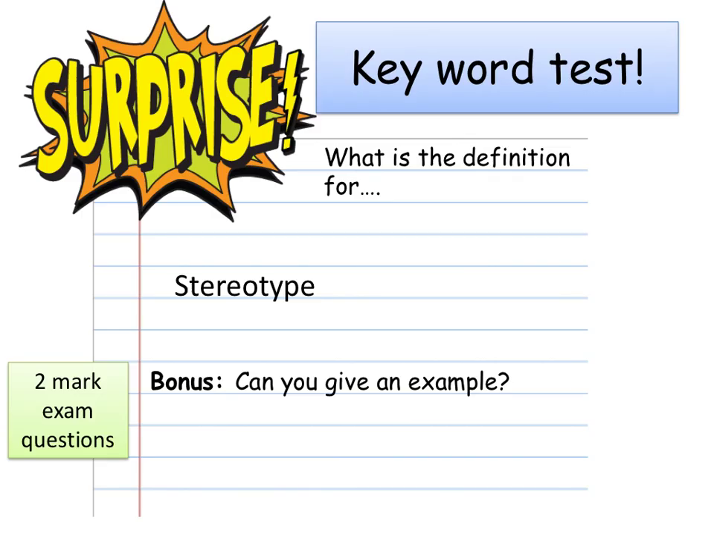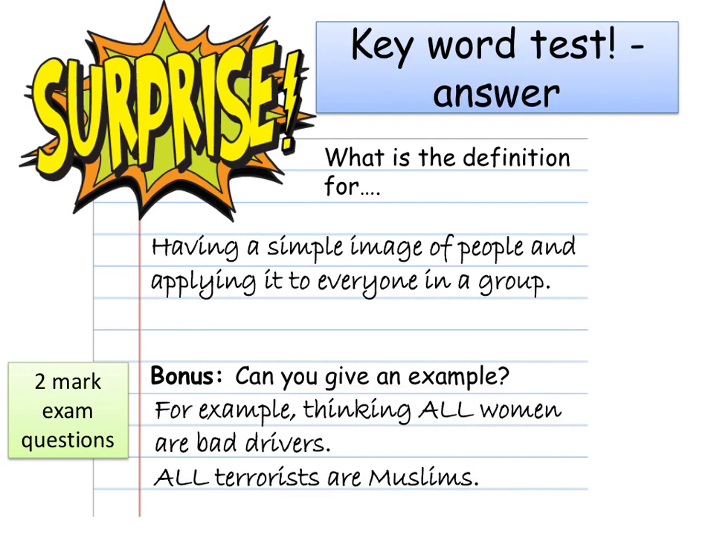Time for another keywords test. What is the definition for stereotype? A stereotype is having a simple image of people and applying it to everyone within a group. For example, thinking that all women are bad drivers or all terrorists are Muslims.